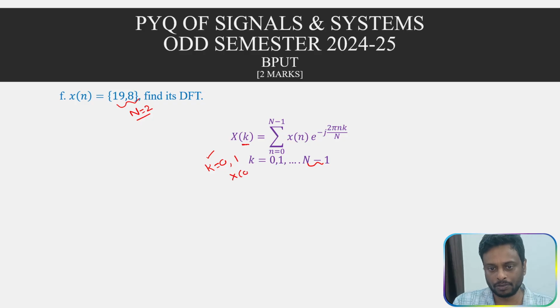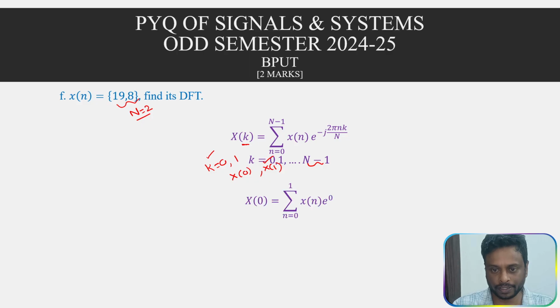So we can find out what is X[0] and X[1]. Let us find out. What is X[0]? Here k equals 0, so if we put k equal to 0, it will be e to the power 0, which is 1. So now that will be x of 0 plus x of 1.